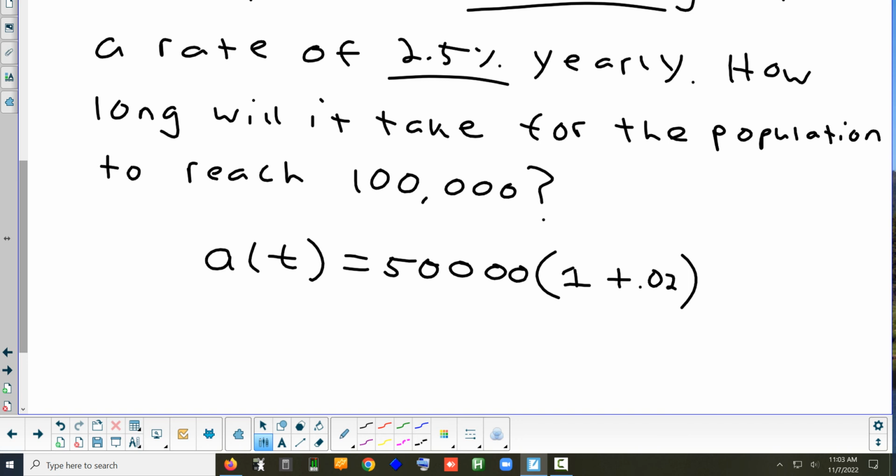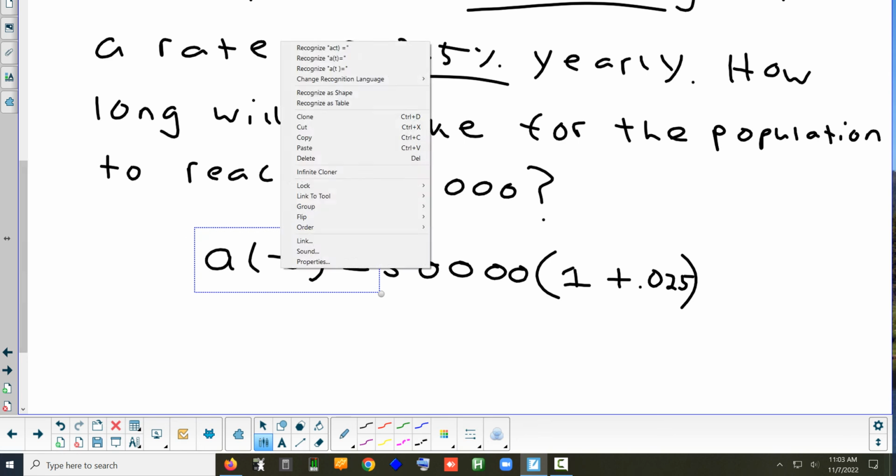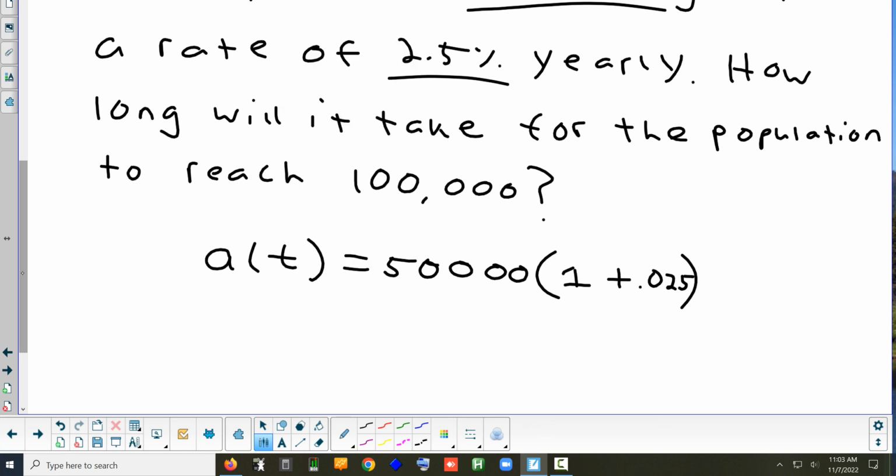0.025. Yep, 0.025. And I need one more thing. I need a t, because my formula says I'm finding an amount as a function of time. Well, where's the t going to go? As an exponent. And that's the whole thing that makes this problem not an Algebra 1 problem. You have a variable in the exponent.